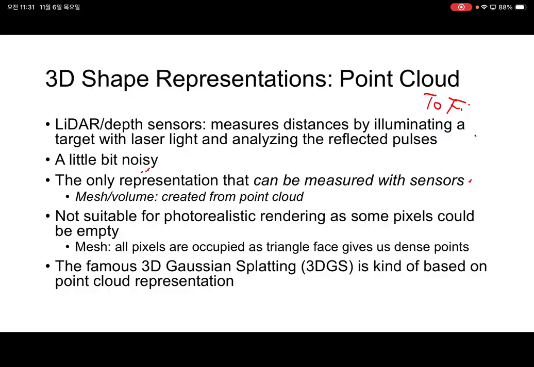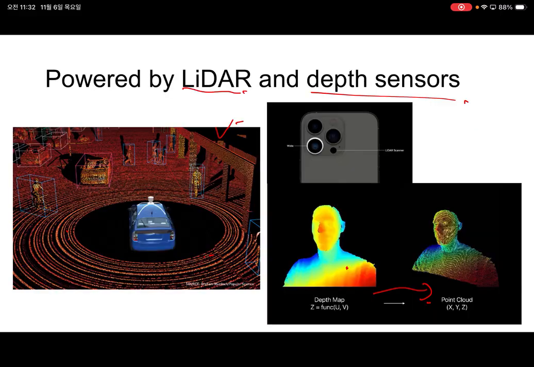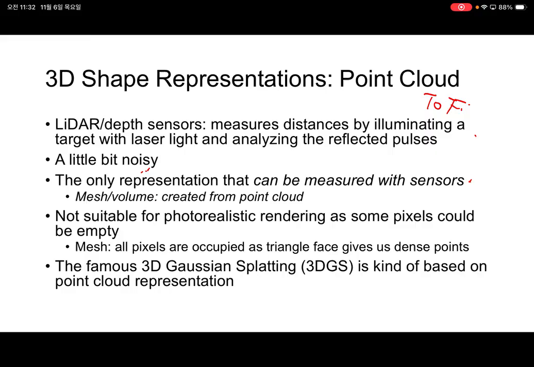And as I said, it is not suitable for photorealistic rendering, as some pixels could be empty. You can see here, we have a depth map, and then we slightly change viewpoint, but there are many empty spaces, right? With LiDAR, we shoot a ray, and then we just get a reflected point. For points behind the reflected surface, we cannot get observation, so there are many empty pixels. So photorealistic rendering is not very suitable for point cloud.